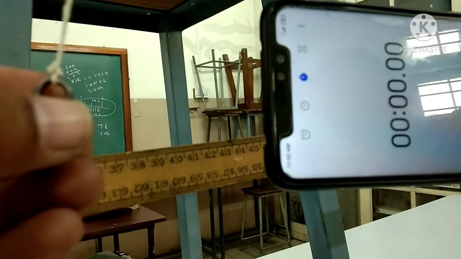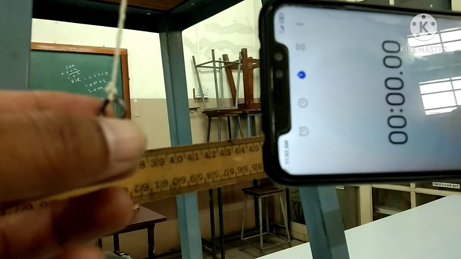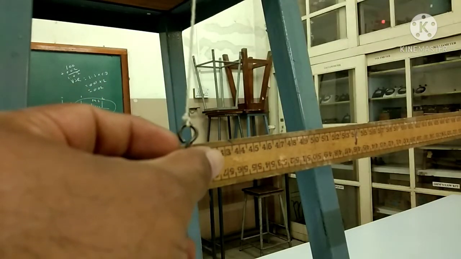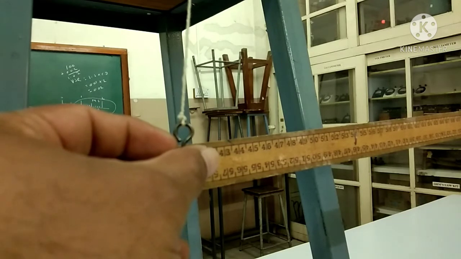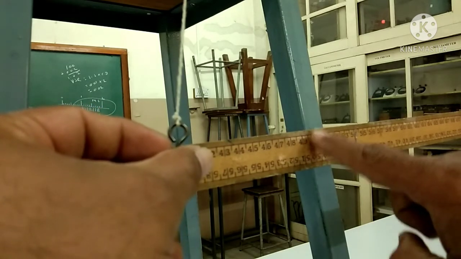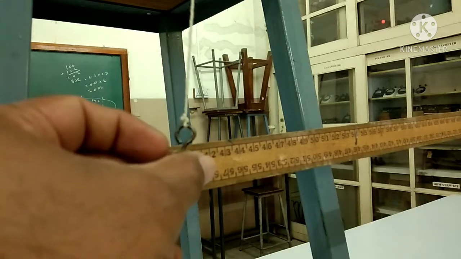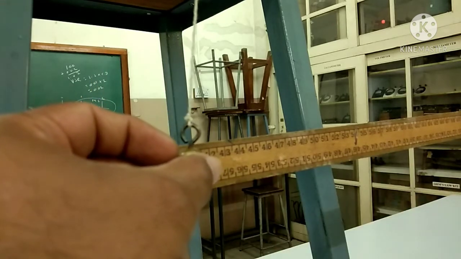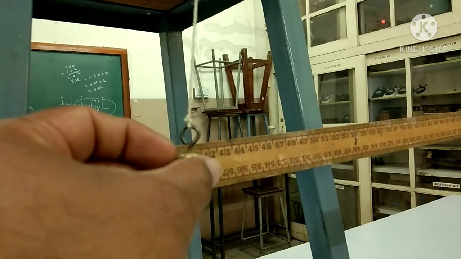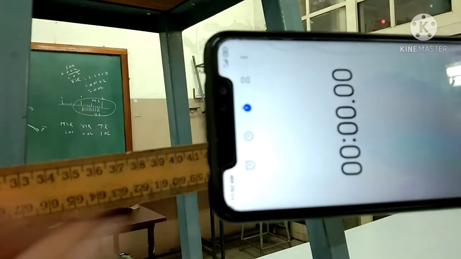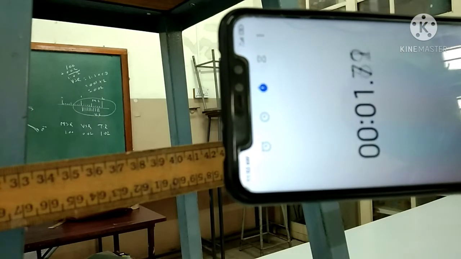See here, the initial timing is 0. Now we keep the amplitude of oscillation of the pendulum at 10 centimeter from the 50, so here we get the 40. Now we keep the pendulum at 40 centimeter. Now we want to release it and start the timing. See here. We start the timing.